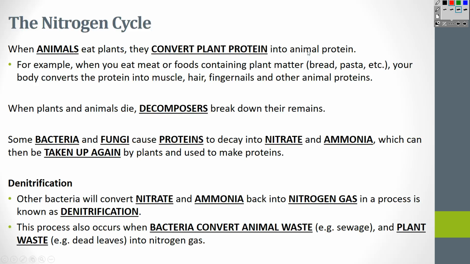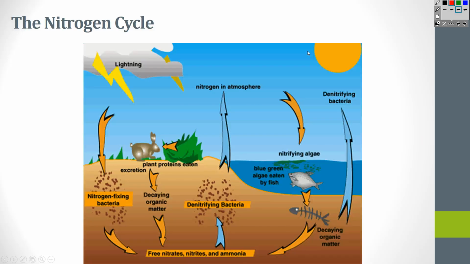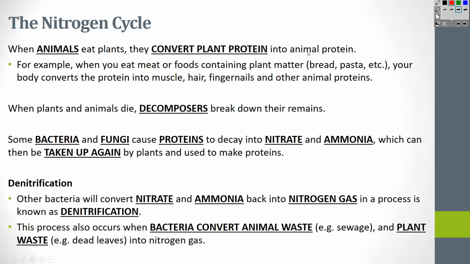Now, there are other bacteria that will take those nitrates and ammonias and release them back into the atmosphere as nitrogen gas, and we call this denitrification. So we're removing nitrogen from the soil and sending it back to the atmosphere. This is the opposite process of nitrogen fixing. This also happens with sewage and waste. The decomposition of it will actually release that nitrogen gas back to the atmosphere.